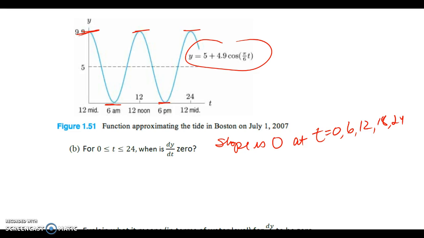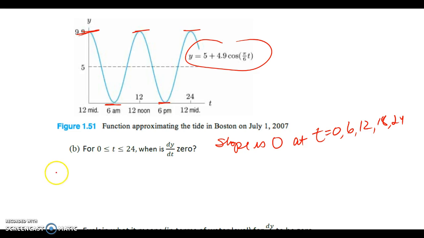And then it says, explain what it means in terms of water level for dy/dt to be 0. Well, I think it means at midnight, 6 a.m., 12 noon, 6 p.m., and 12 midnight, exactly at those points, the instantaneous rate of change of the water level is 0. Exactly at those points, instantaneously, the water level is not changing. Okay? And that's usually what's happening. It's changing up until that point. It stops for that moment, and then it starts changing in the other direction.